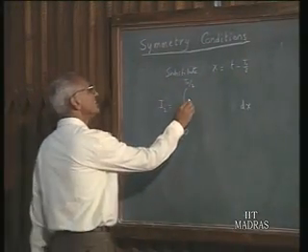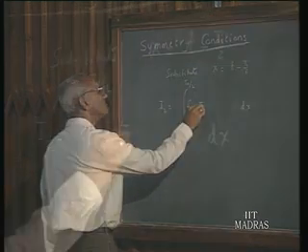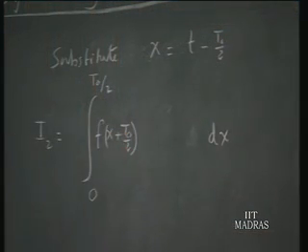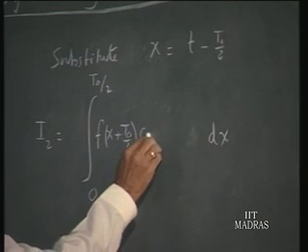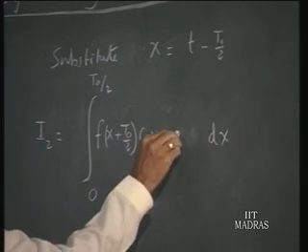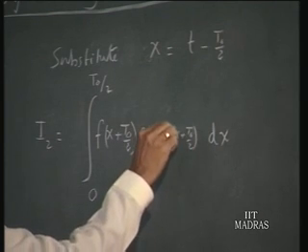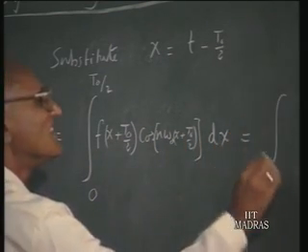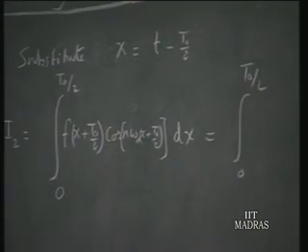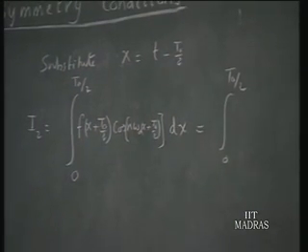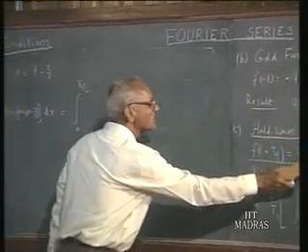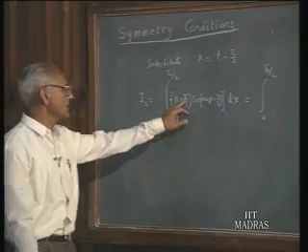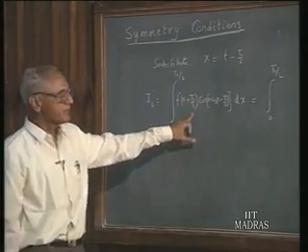f of t will be f of x plus t naught upon 2, because t equals x plus t naught upon 2, and we have in addition cos n omega naught x plus t naught upon 2, dx. That's what it is. Now this will be 0 to t naught upon 2, and by virtue of this relation that f of t plus t naught upon 2 is minus f of t, f of x plus t naught upon 2 is minus f of x.